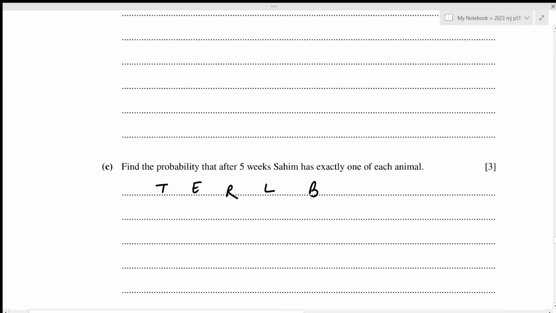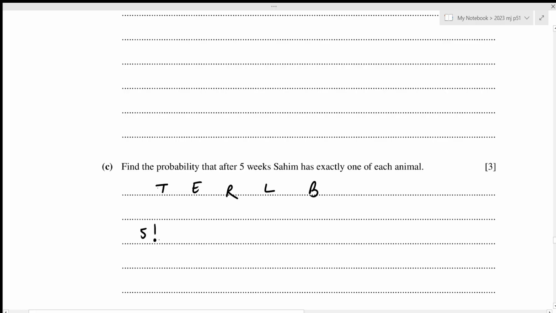So Sahim gets one in each week, right? So the order can be different. We're basically looking at the arrangement of 5 different letters in this case, TERLB. That is equivalent to arranging the order in which Sahim receives these 5 animals. So that is just going to be 5 factorial, right?